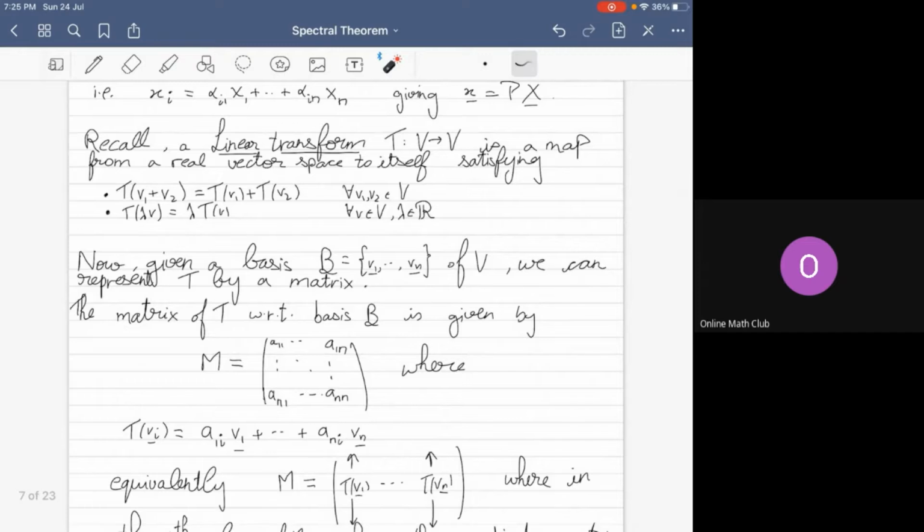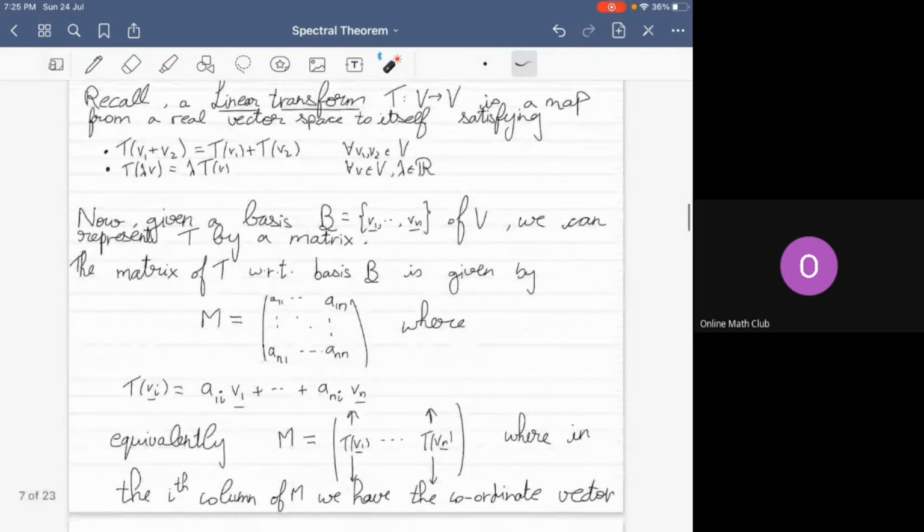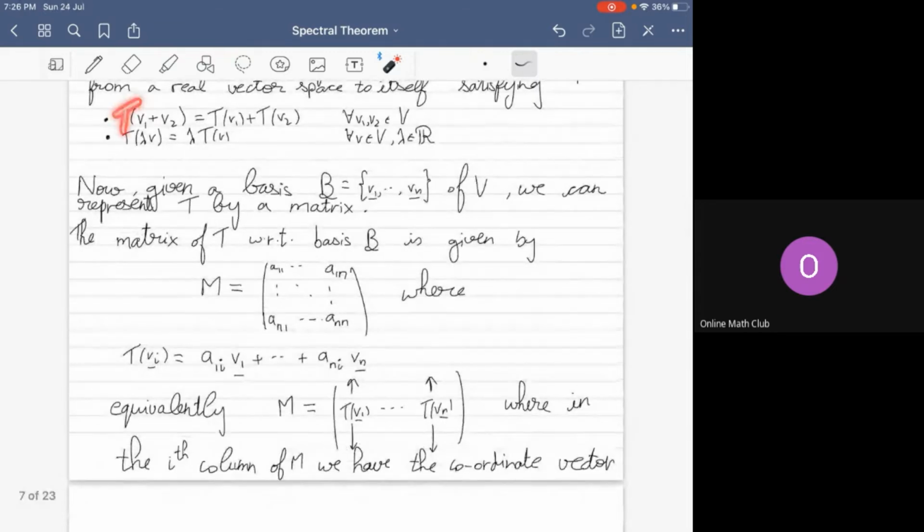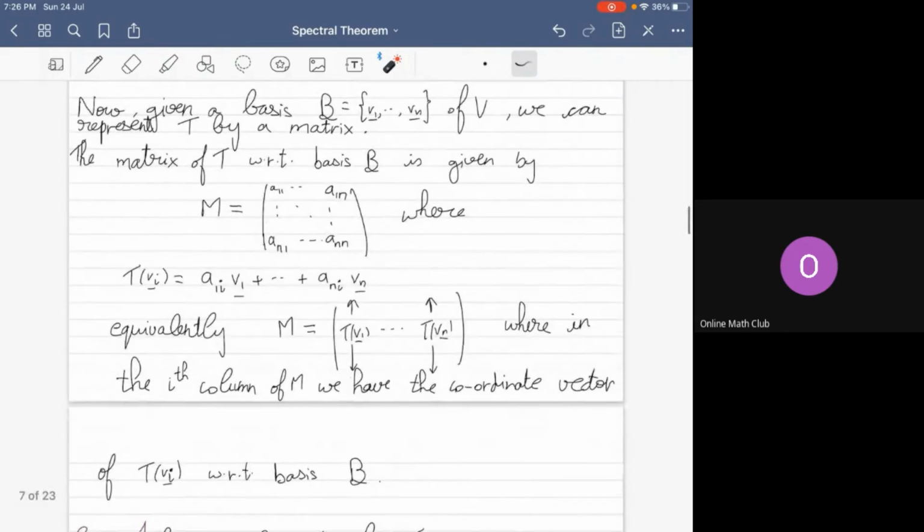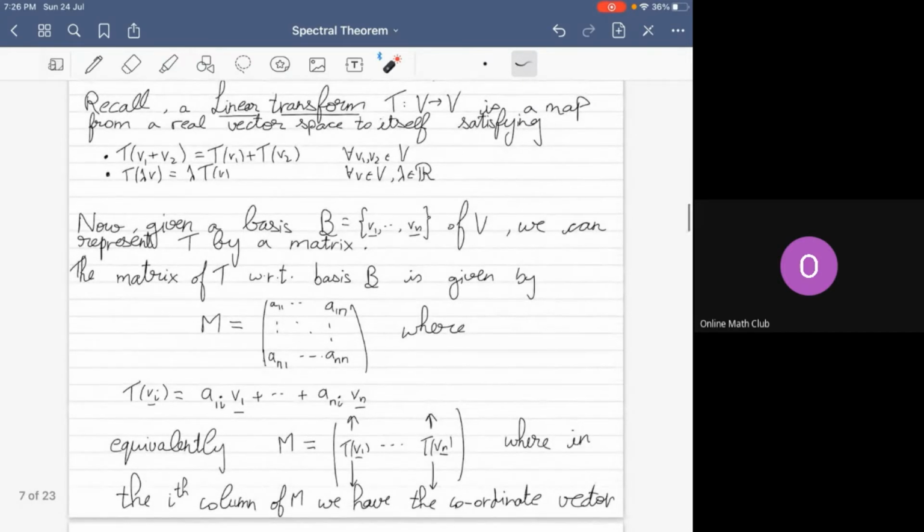And now this is also useful for linear transformations. So recall that a linear transformation is a map from a vector space V to V. Throughout this lecture, think of V as Rn. We'll not use any other vector space. And this satisfies linearity, like these two properties. T is called a linear transformation.